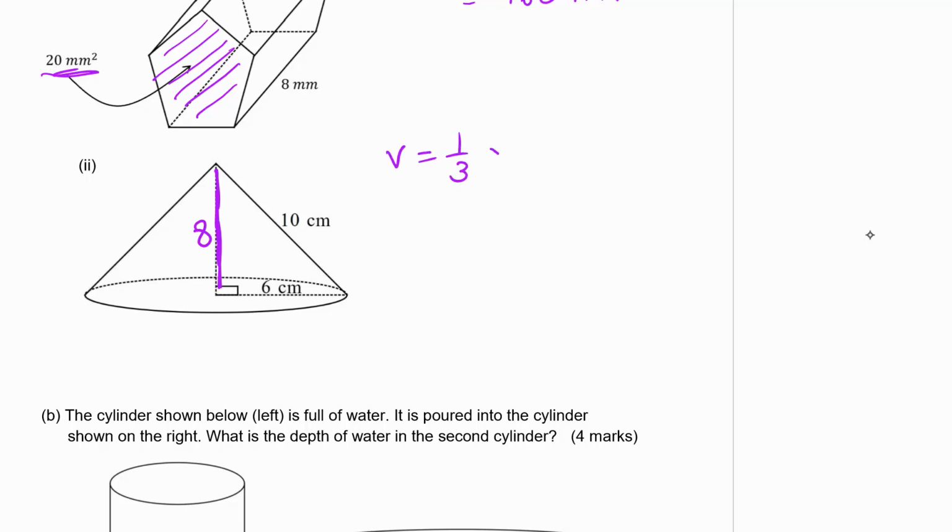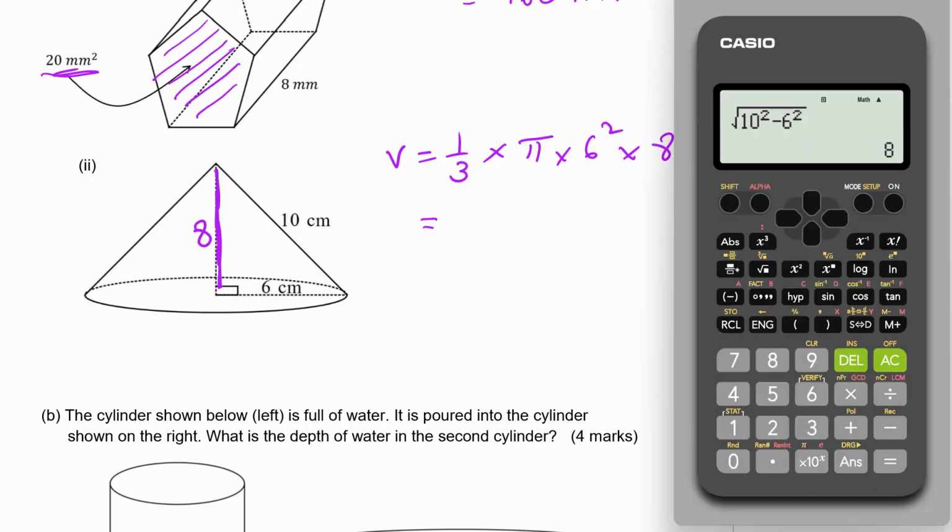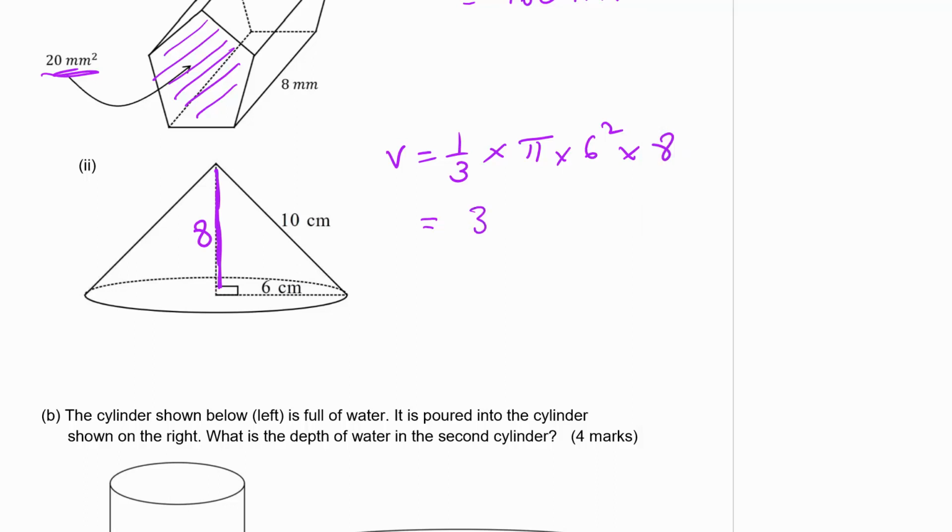It's going to be 1/3 times the area of the base, which is pi r squared. So in this case, that's pi times 6 squared, times the height, which we just worked out was 8. And that's just a case of calculating. So we've got 1/3 times pi times 6 squared, which is 36, times 8, gives me 301.6. And that one would be in cubic centimeters.